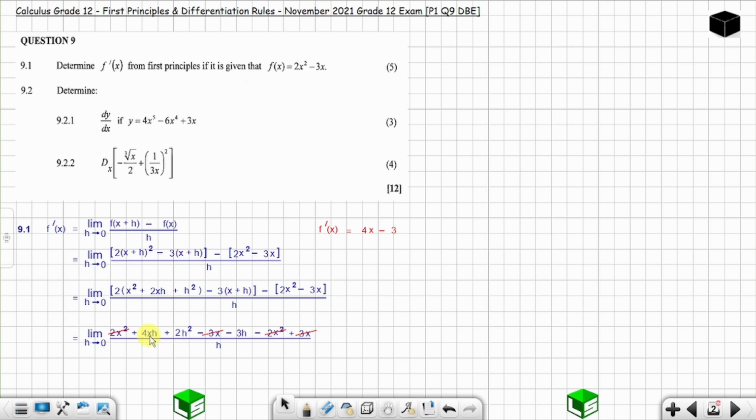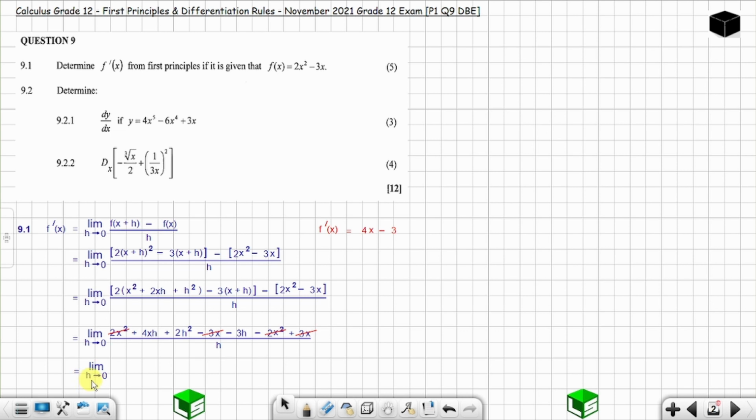You can see you have h in there, and you have h in there, and you have h in there. You can take h outside of the bracket, so you can factorize h outside of the bracket so that you can have cancellation with the h in the denominator. So let's carry on.